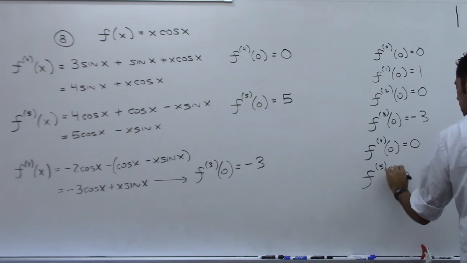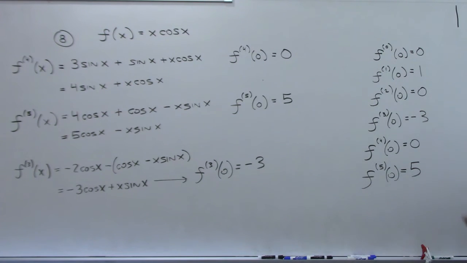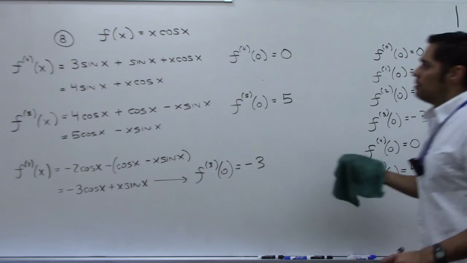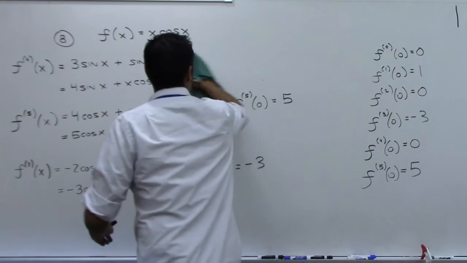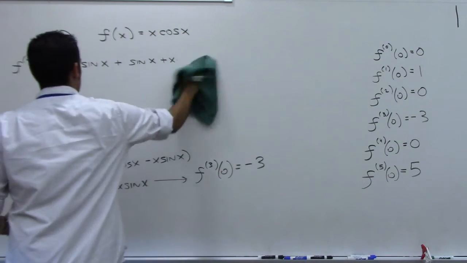I think, are you happy that what we're having is all the evens are 0, all the odds are just 1, 1, 3, but this time -3, 5, 5, next one should be 6, 0, and then 7, -7, then 8, 0, then 9, +9. So let me start writing out this Maclaurin series.